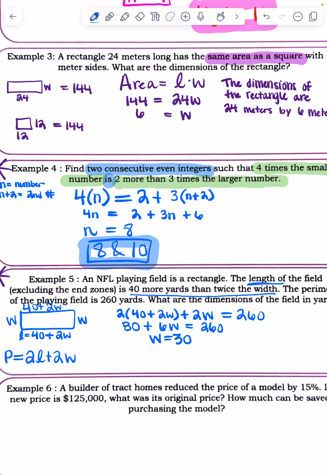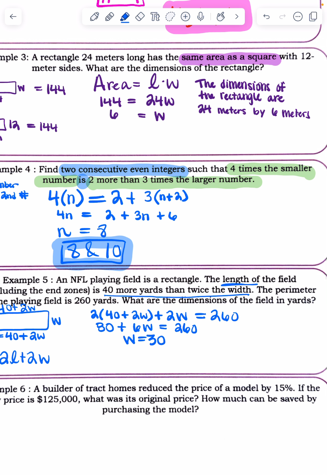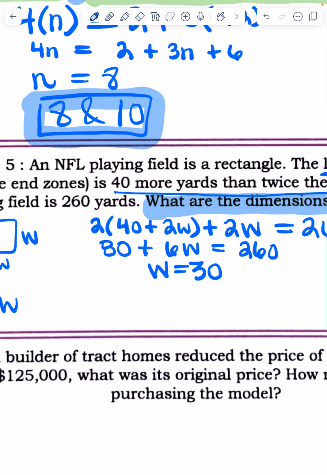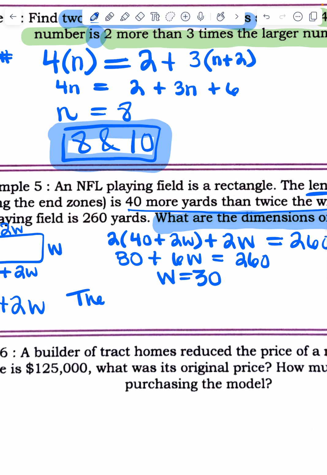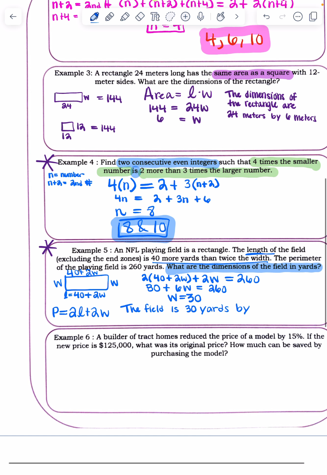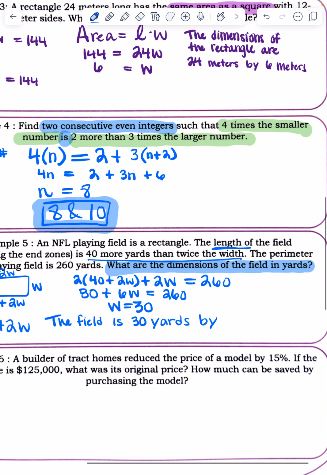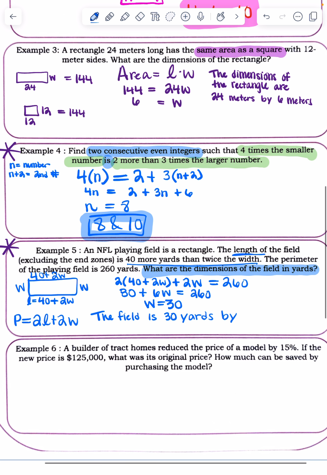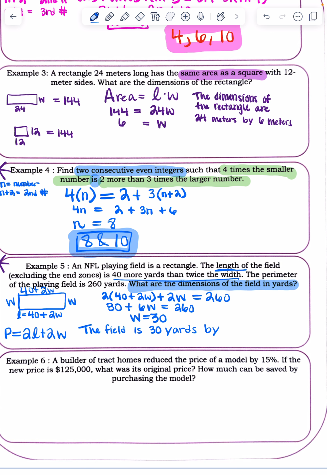Now that we found the width, that main question, that step number 1, we can never forget about it, is that first question that's being asked. What are the dimensions of the field in yards? Well, the field is 30, and it's in yards, so 30 yards by, oh, we forgot to solve for the length. So we need to go back, and we have 30 as a width, but the length is 40 plus 2w. So I'm going to get a different color just so I don't get confused.